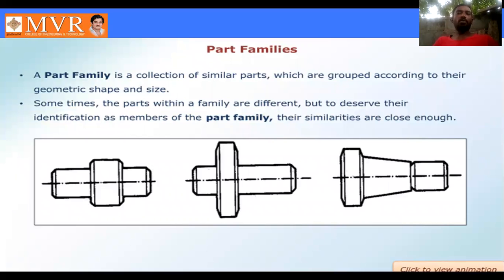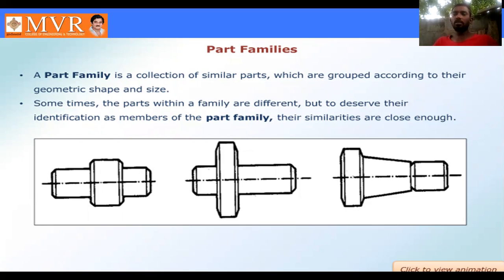Next we can see the part family. Part family is nothing but a collection of similar parts grouped according to their geometric size and shape. They are grouped together in part families. So in this part family they are collecting the similar parts, and we have three methods for collecting the similar parts.